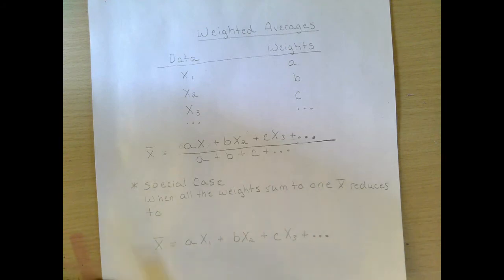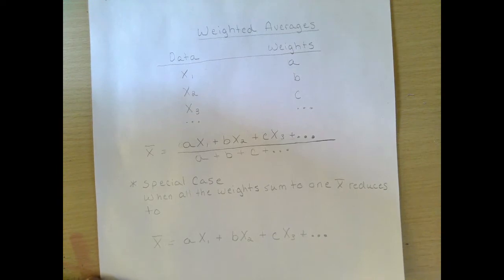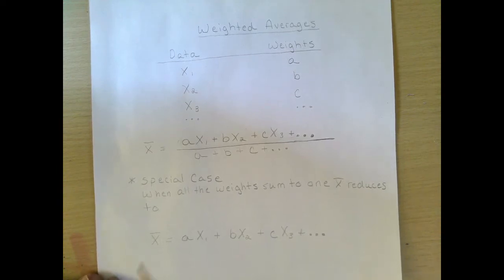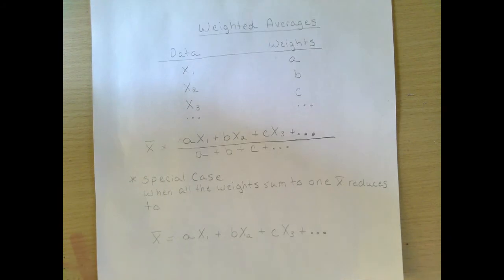Now, in the problems that we're dealing with right now, we have a special case. This is when all of the weights sum to 1. That means that A plus B plus C here is all going to add to 1. This whole fraction reduces down to just the weights times their data points added together.